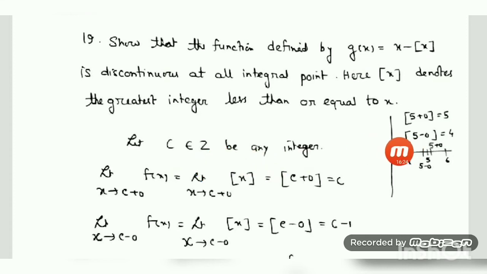As we know, for the greatest integer function, slightly more than C and slightly less than C, the function is defined in two different ways. For example, suppose we have considered 5. Here I have shown it. For 5 plus 0, the value will be slightly more than 5 and it lies between 5 and 6. So your answer will be 5, the smaller integer. And 5 minus 0 is slightly less than 5, so it lies between 4 and 5. So the value will be 4, just one less than the particular integer.